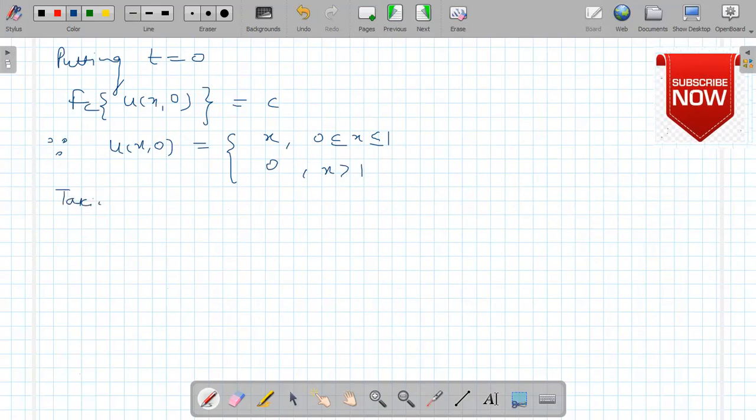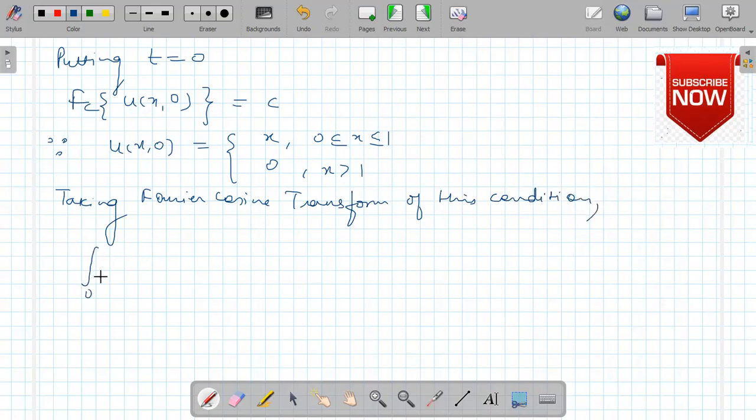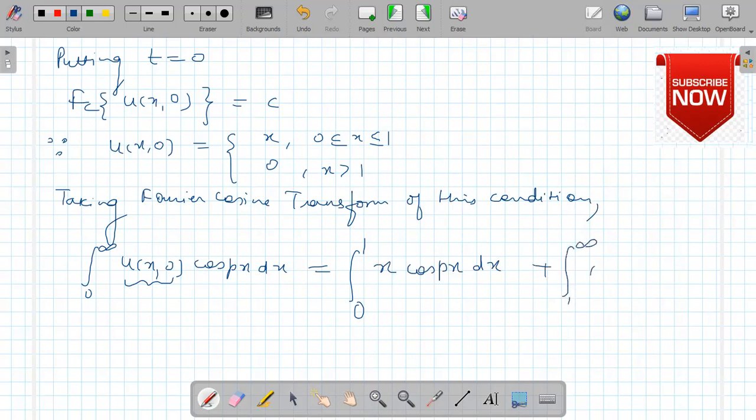So, taking Fourier cosine transform of this condition, we get integration 0 to infinity u(x, 0) cos px dx is equal to, we split this limit into 0 to 1 and replace u(x, 0) by x cos px, and for 1 to infinity we have 0 cos px dx. So this expression is 0.